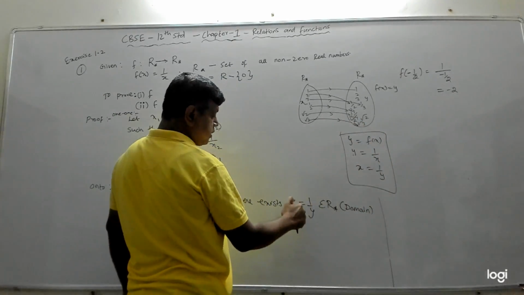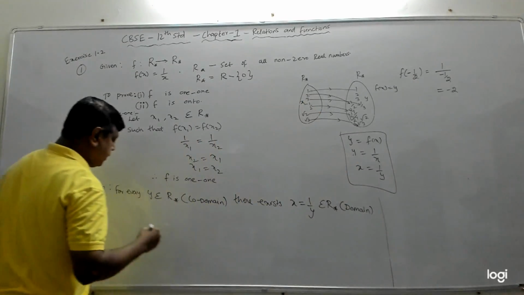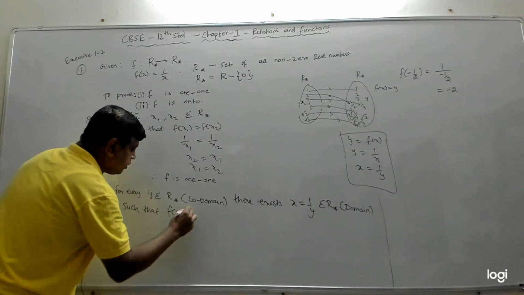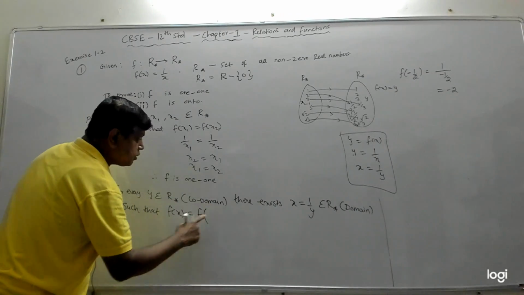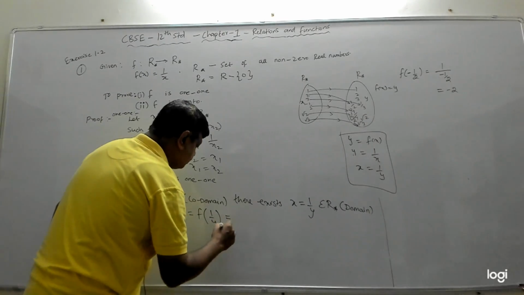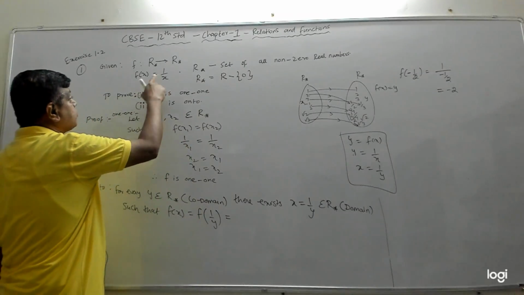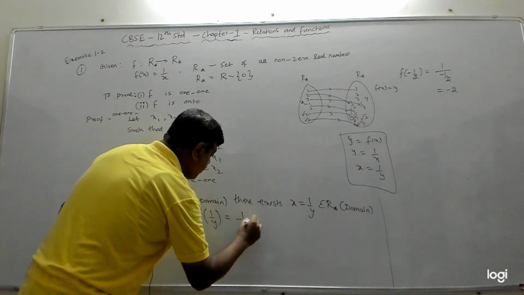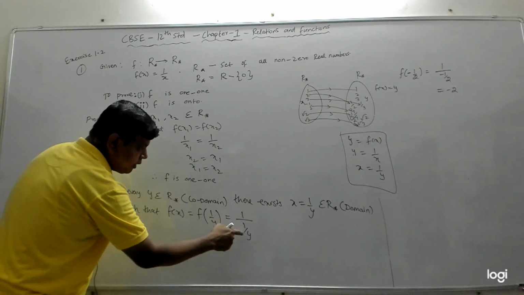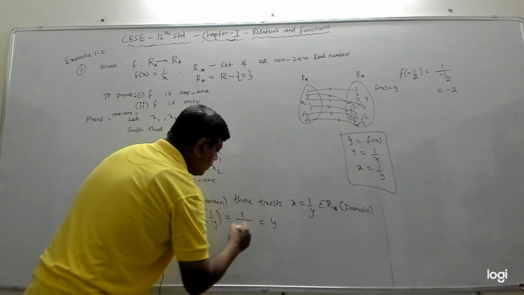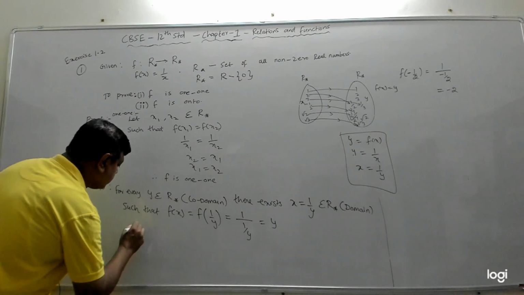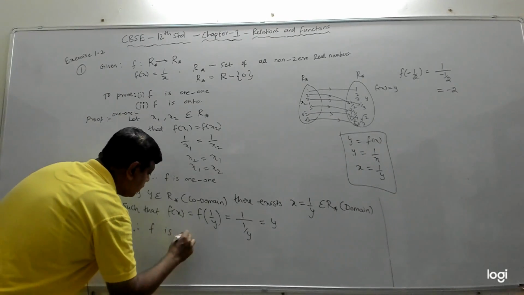Belonging to R star. So this x should belong to the domain such that now we should find what is f of x. F of x is f of 1 by y. We have to show f of x equal to y. So what is f of 1 by y? F of x is 1 by x. So f of 1 by y means 1 by 1 by y. What is 1 by 1 by y? That is y. So we have proved f of x is equal to y. Therefore, f is an onto function.